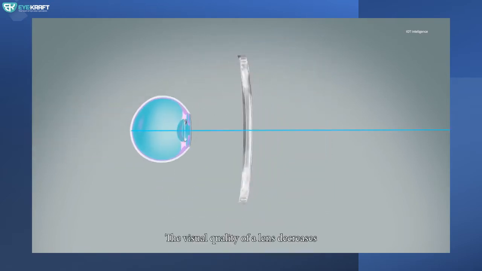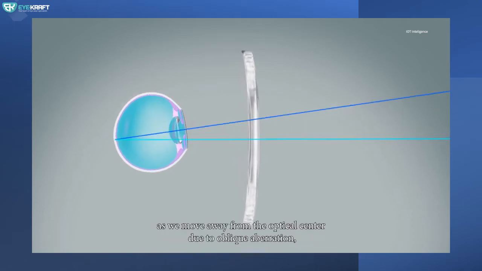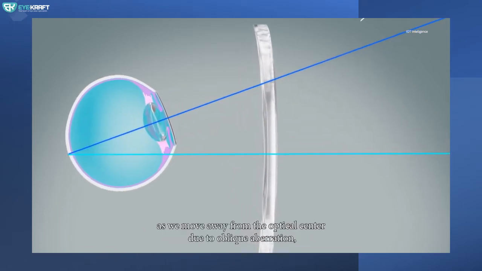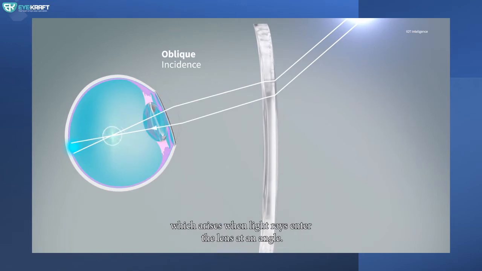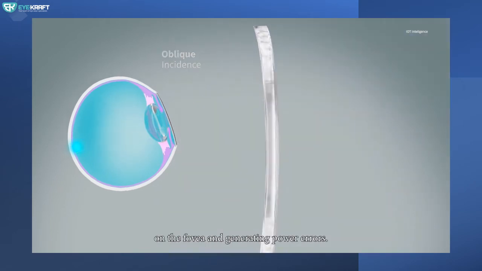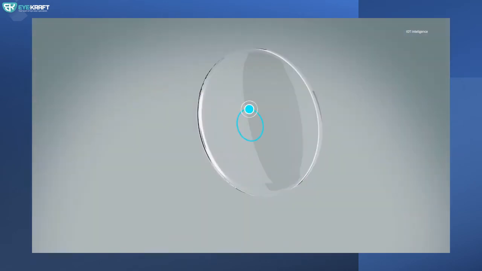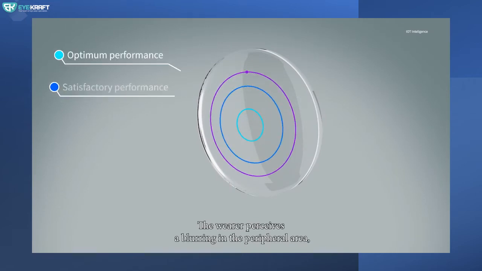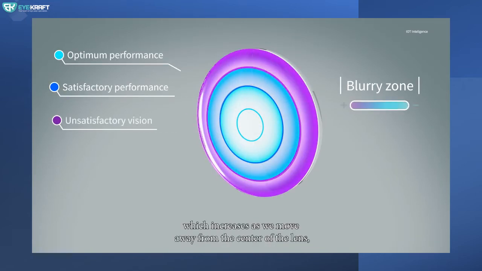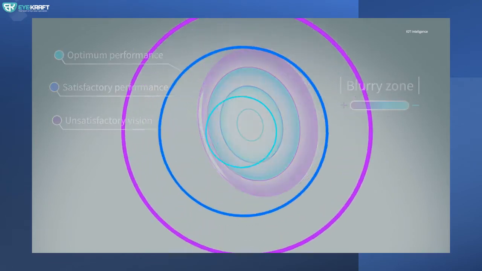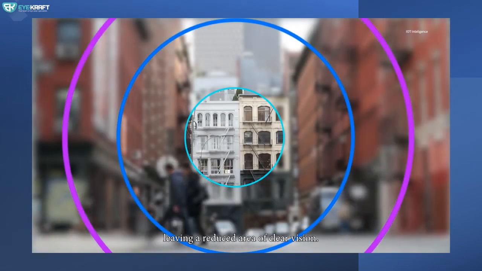The visual quality of a lens decreases as we move away from the optical center due to oblique aberration, which arises when light rays enter the lens at an angle. The light rays refract in the lens, preventing them from focusing on the fovea and generating power errors. The wearer perceives a blurring in the peripheral area, which increases as we move away from the center of the lens, leaving a reduced area of clear vision.